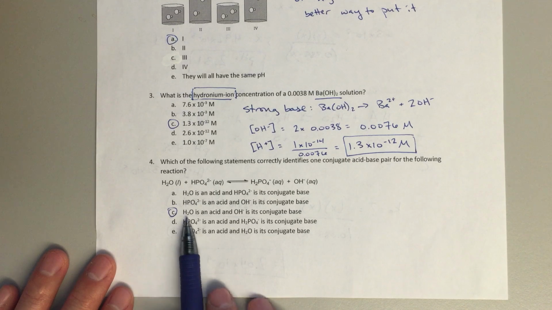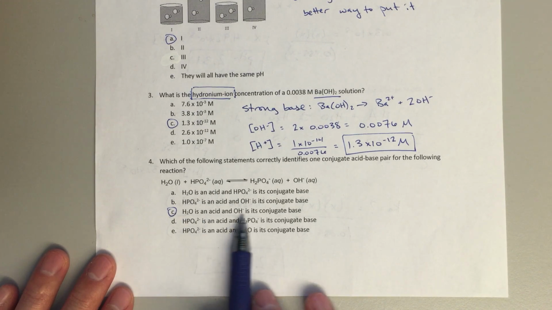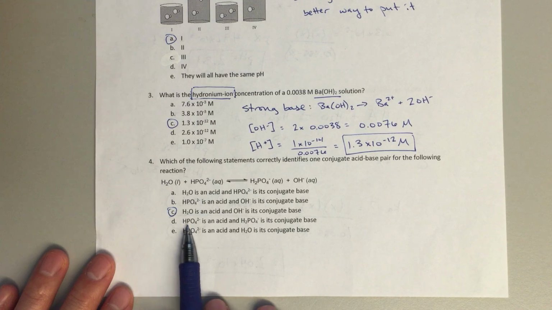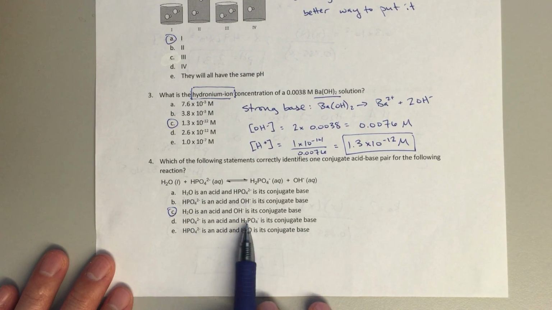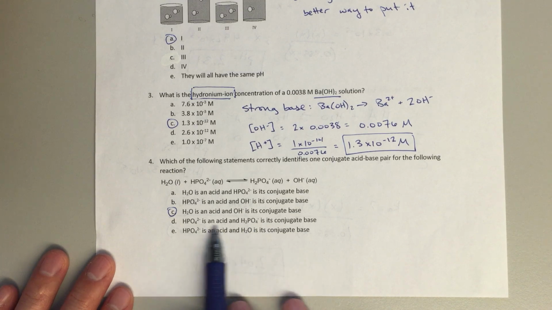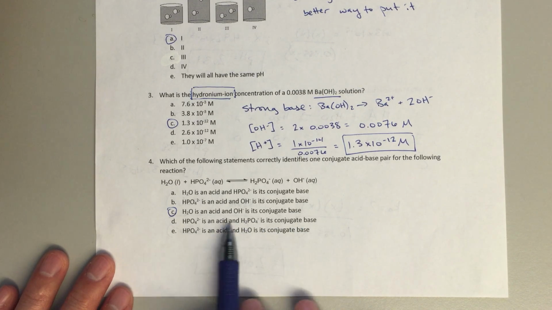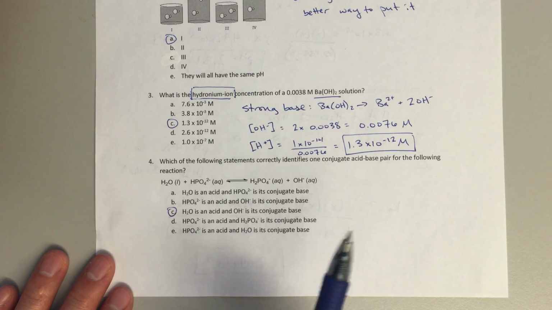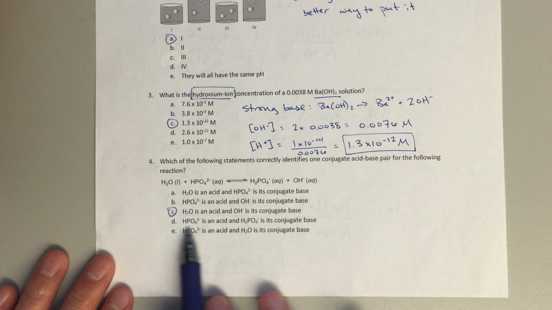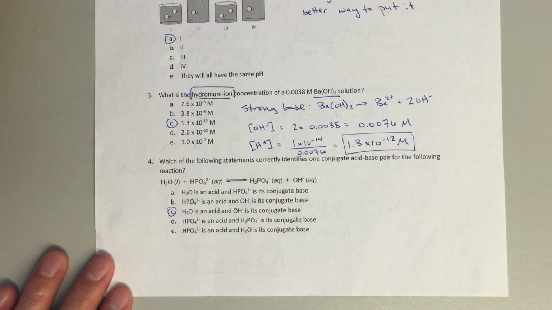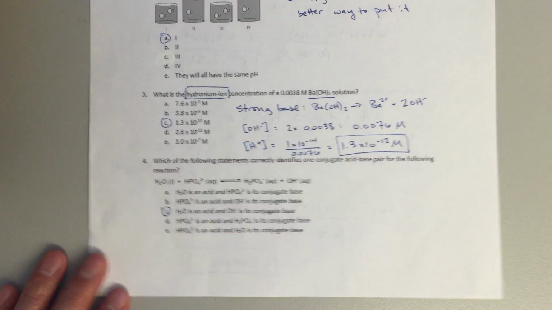So C here, H2O is an acid, and OH minus is its conjugate base. That is the correct answer. For D, we've got a conjugate acid-base pair, HPO4 and H2PO4, but here I'm saying HPO4 is an acid, and H2PO4 is the conjugate base, so that's incorrect, right? I've got those switched around. HPO4 would be the base, H2PO4 would be the acid in that case. So C in this case, H2O is an acid, and OH minus is the conjugate base.